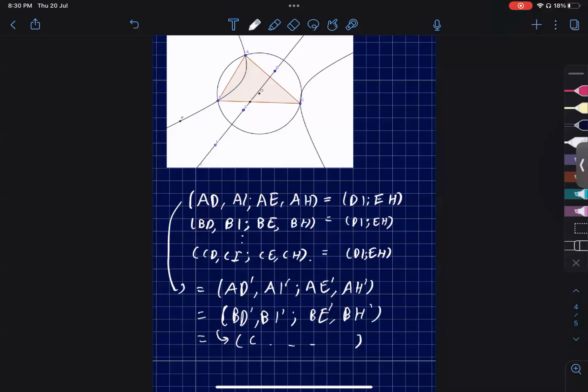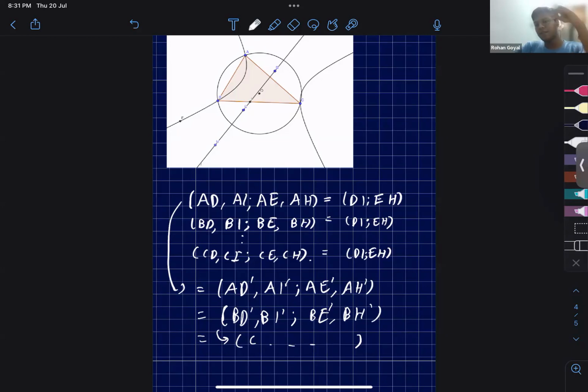Okay, I see. See, that's the first thing that we said, right? We take any 4 points, D, I, E, H on it. Then AD, AI, AE, AH, the cross ratio is the same as DIEH. This is the same for B's and C's. So AD dash, AI dash, AE dash, AH dash is the same cross ratio again. Right?